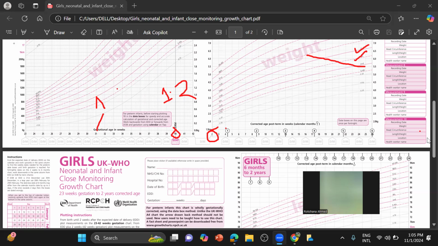Okay, so the thing is that whenever we get any child whose height is low, we have to examine the child, and we have to calculate the mid parental height. And then we can say what height he will achieve, what is the predicted height, and whether it is a familial cause, or it is the normal pattern of growth.